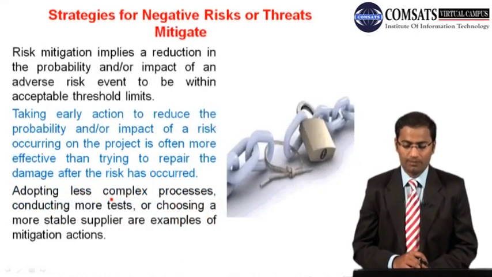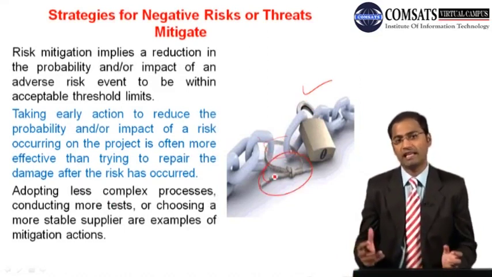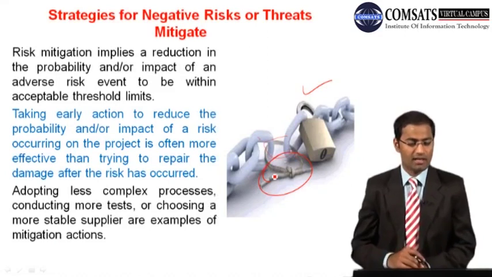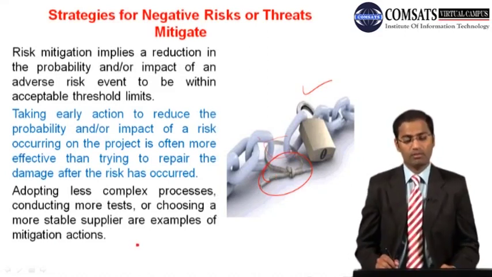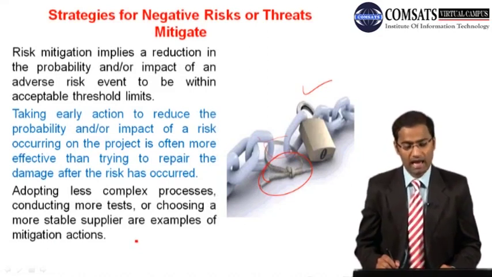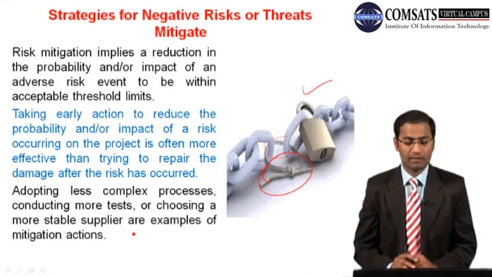And yes, over there, you know, so you are having a lock over there, and then there is again a breakage, so you are having something over there. So you are actually mitigating it, you are not eliminating it. So risk mitigation implies a reduction in the probability and or impact of an adverse risk event to be within acceptable threshold limits.